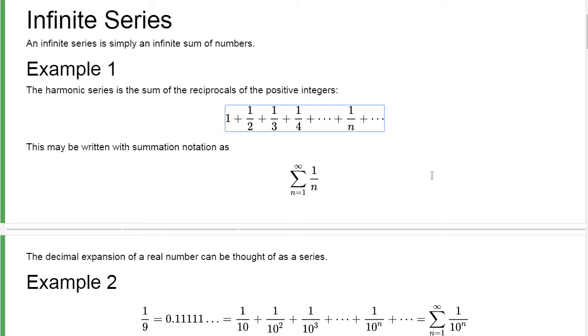In summation notation, we can write this like that. Remember this capital sigma, it's a Greek letter. Capital sigma stands for sum, and you're going to add up 1 over n as n starts at 1 and goes all the way up to infinity.